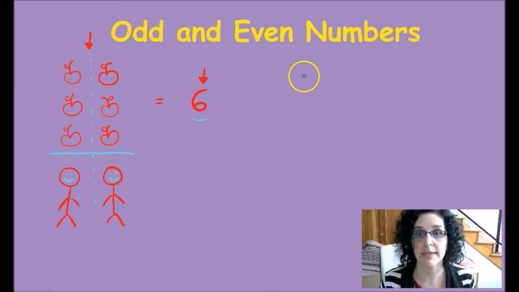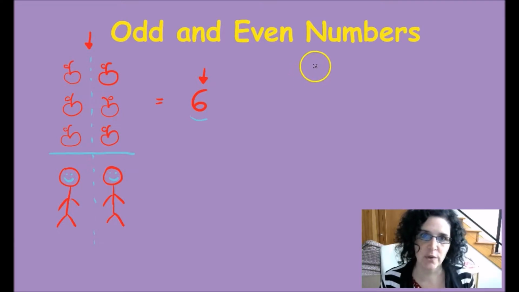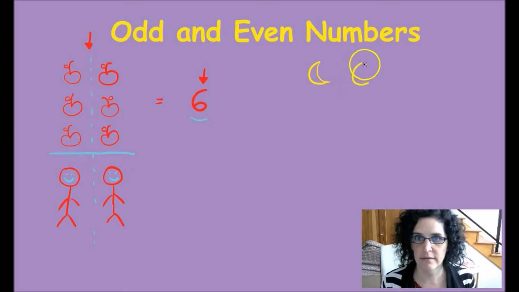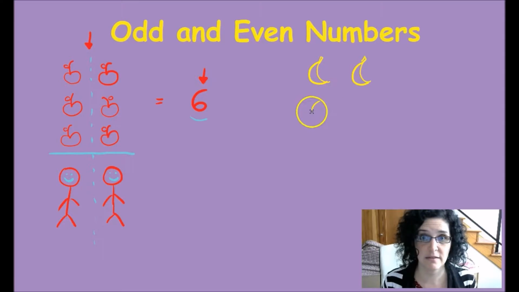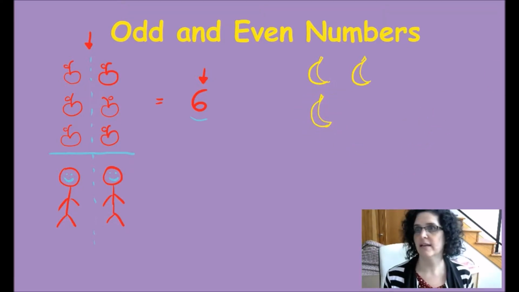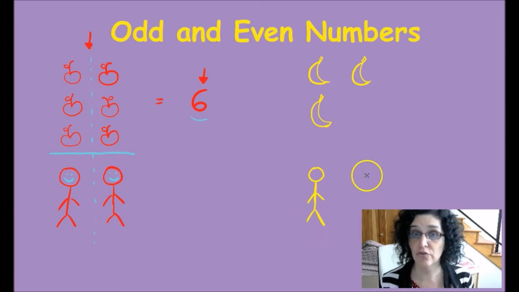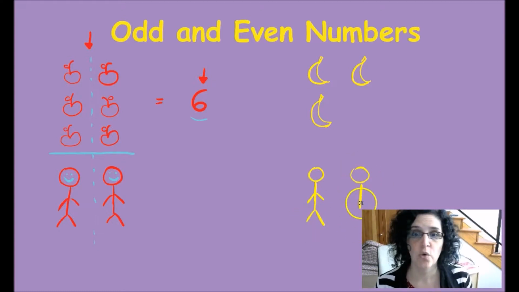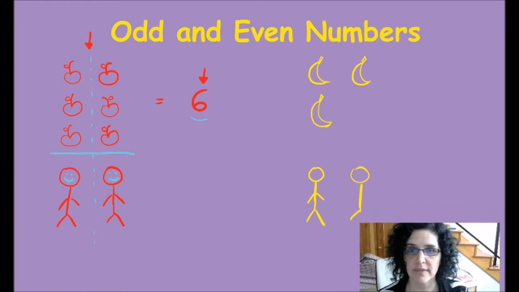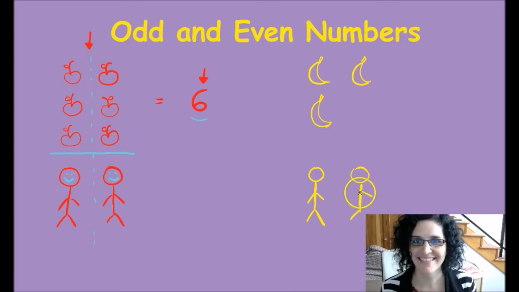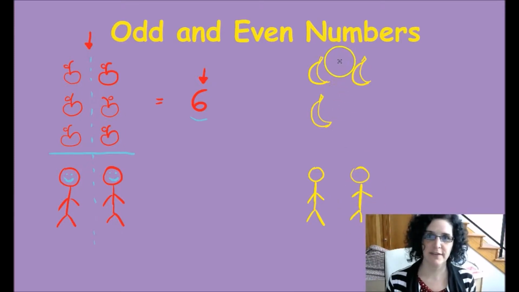I'm going to this time draw some bananas here. So if I have 1, 2, they look like moons. I'm sorry. Let's add some stems to these little bananas. 3. So I have 3 bananas and I have my 2 little friends here. So I have 3 bananas to divide by 2. What happens to these bananas if I divide them by 2?